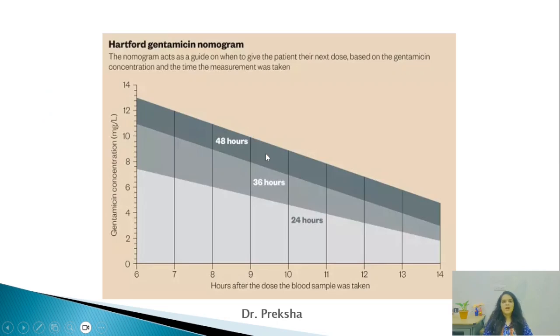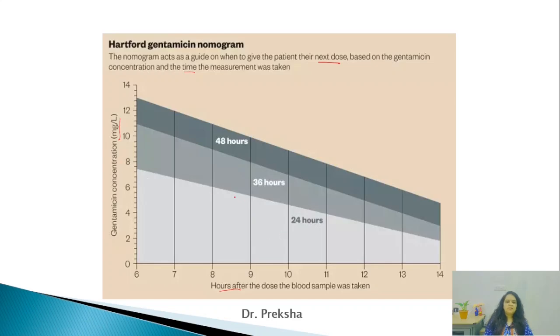Now this is the Hartford gentamicin nomogram. This nomogram will act as a guide on when to give a patient the next dose based on the gentamicin concentration and the time the measurement was taken. So here in this nomogram, you can see on the x-axis the hours after the dose at which the blood sample was taken, and on the y-axis the gentamicin concentration in milligram per liter. You can see it is divided into three zones.